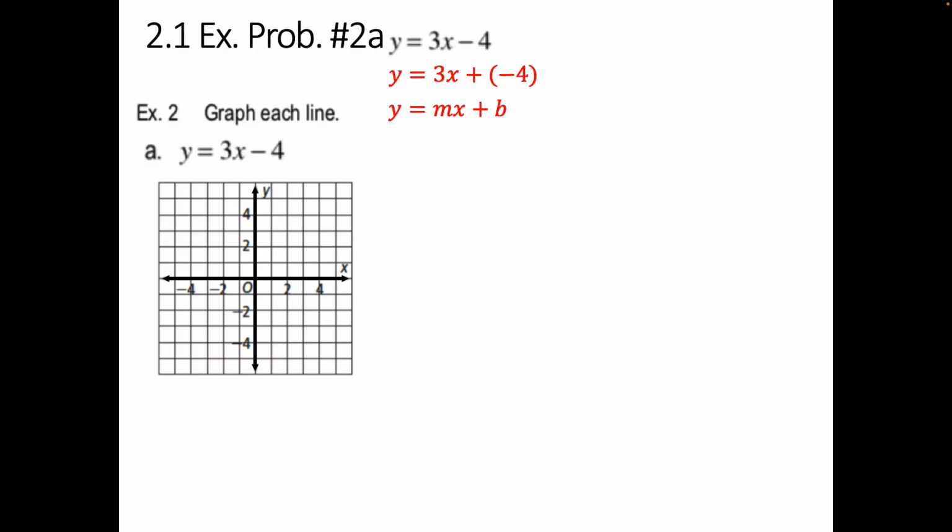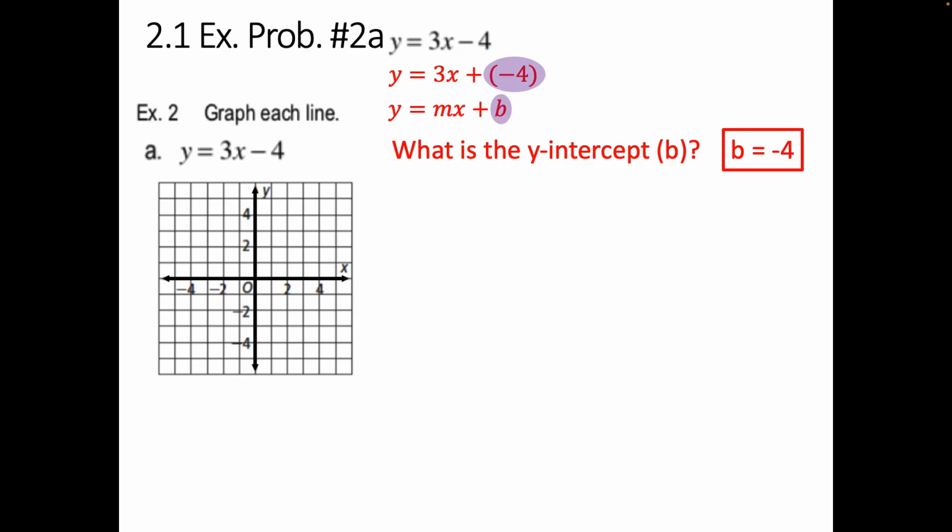And the reason I did that is now it should be really easy to see, well, what is the y-intercept? What is b? And looking at the equation right above it, hopefully it should be easy to see that b is negative 4. Those are in the same place. Y equals mx plus b, y equals 3x plus negative 4. So b and negative 4 are in the same place. So b is equal to negative 4.